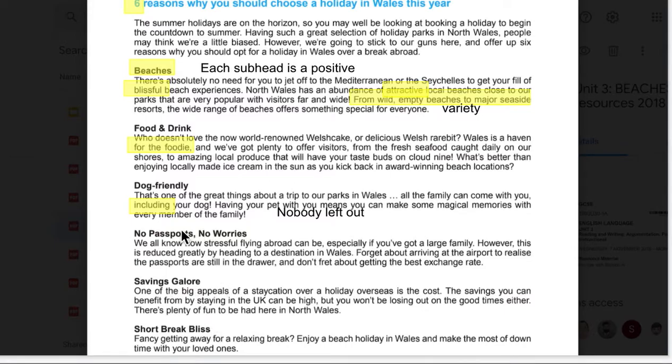So some simple things, no passports, no worries. Yeah, all right, so that's fairly straightforward. We've got this idea of it being hassle-free. No worries and no fret. So it's easy, it's convenient. Scanning down again, savings galore. Another persuasive aspect is that it's cheap. So it talks about savings.